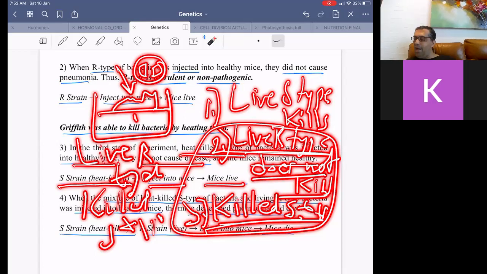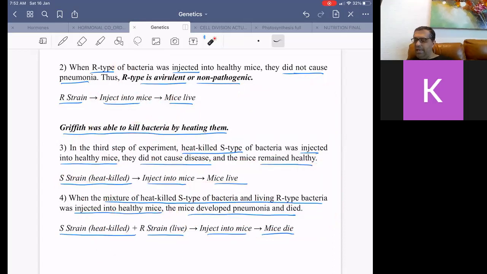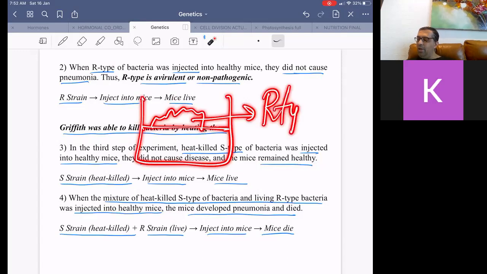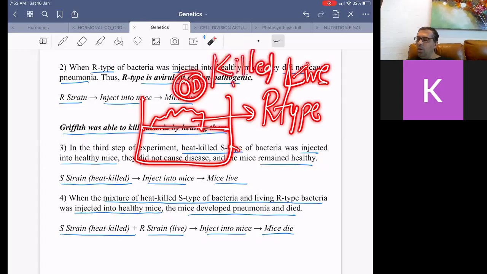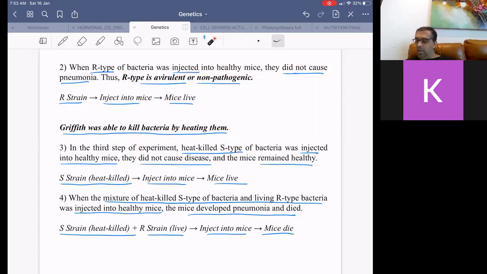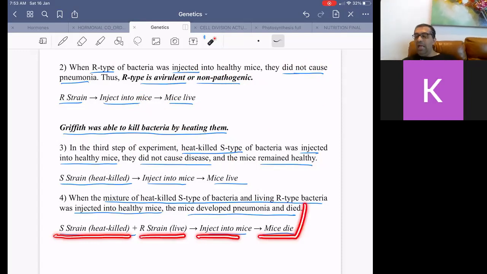But to his surprise, he found that when live R-type was mixed with killed S-type, and this was given to the mouse, the mouse developed pneumonia.